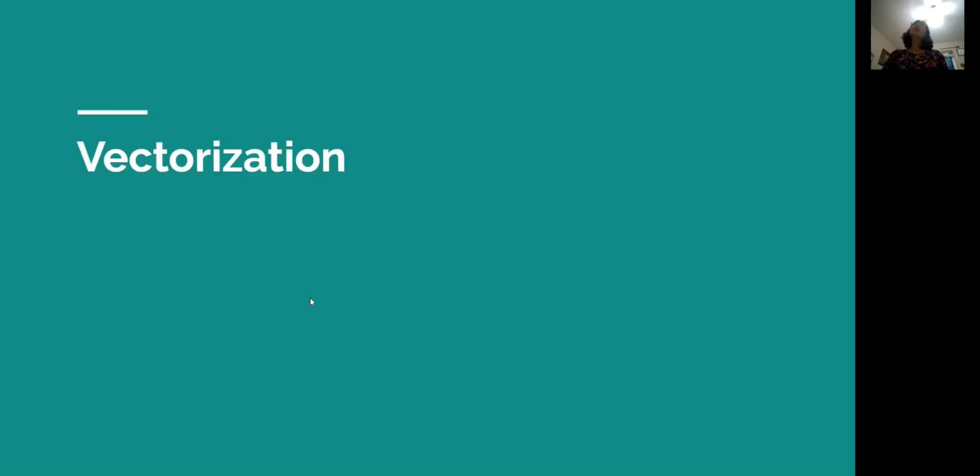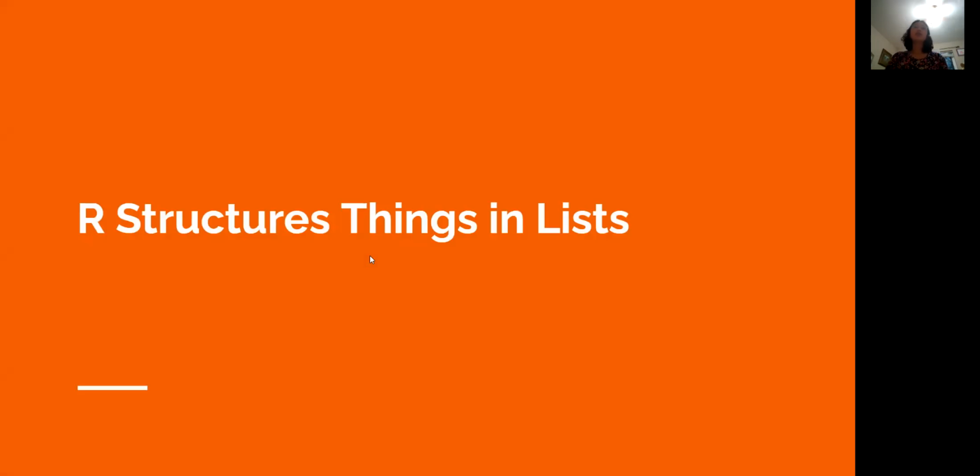But there is a better way for a lot of the things that you might want to repeat doing in R, and it's vectorization. So R structures things in lists, and this is why it's really great for data. But even a data frame in R is basically a list of vectors, and they're just named vectors with whatever your column names are. So everything in R is structured in lists. Vectors are smaller lists, and then you have your lists of vectors.